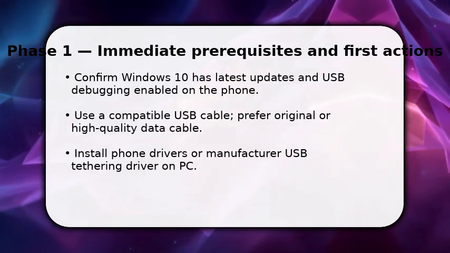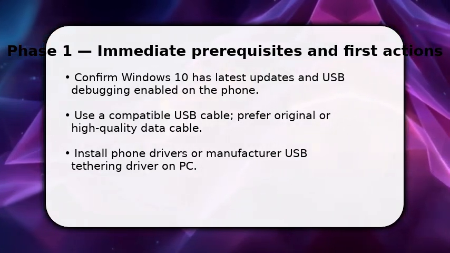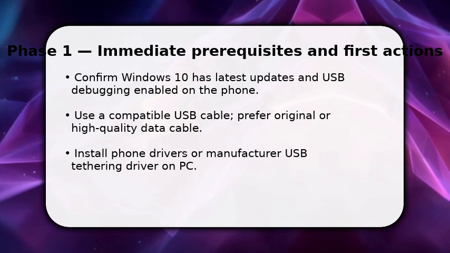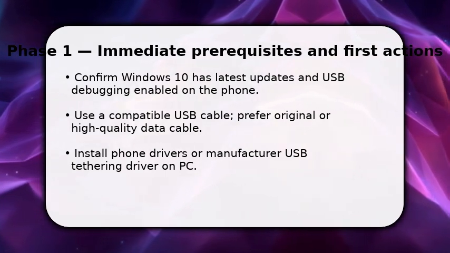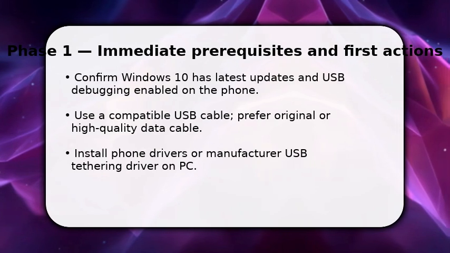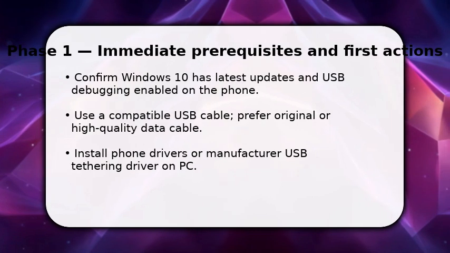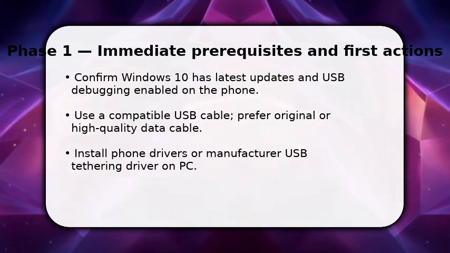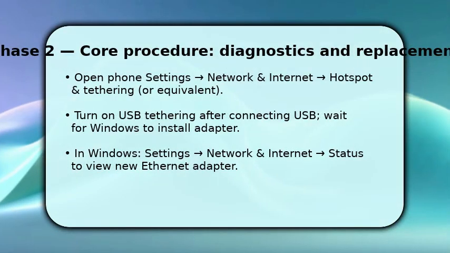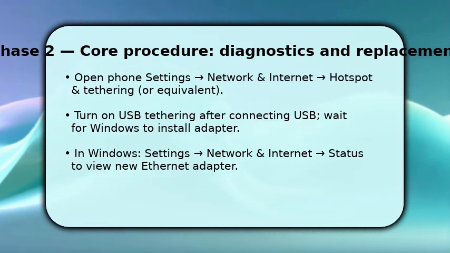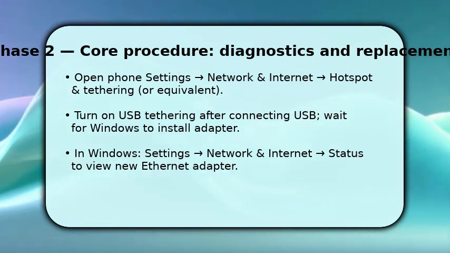On the phone, enable USB tethering or USB Internet. This exposes the phone's Wi-Fi connection to the computer. Once done, open Settings on Windows to verify a new network adapter appears, because Windows needs that adapter to route traffic. With drivers installed and cable connected, go to your phone's hotspot and tethering screen.